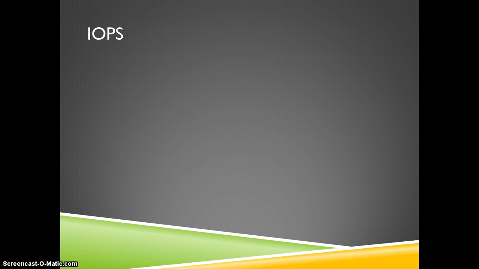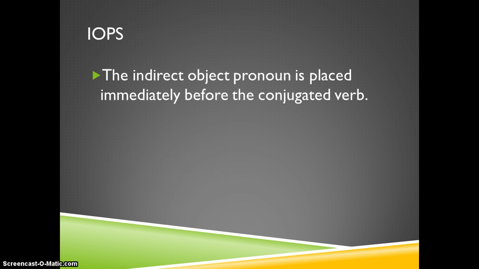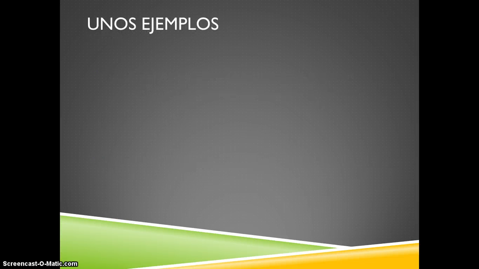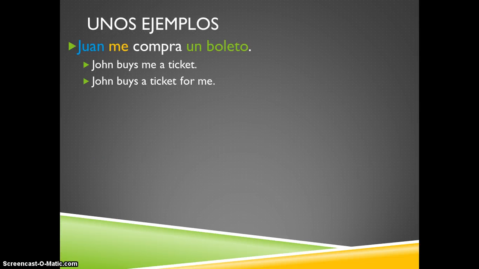Okay, so in creating a sentence, the indirect object pronoun is placed immediately before the conjugated verb. Immediately before the conjugated verb. Now that should sound familiar because that's the same rule for DOPs. Alright, so here are some examples.